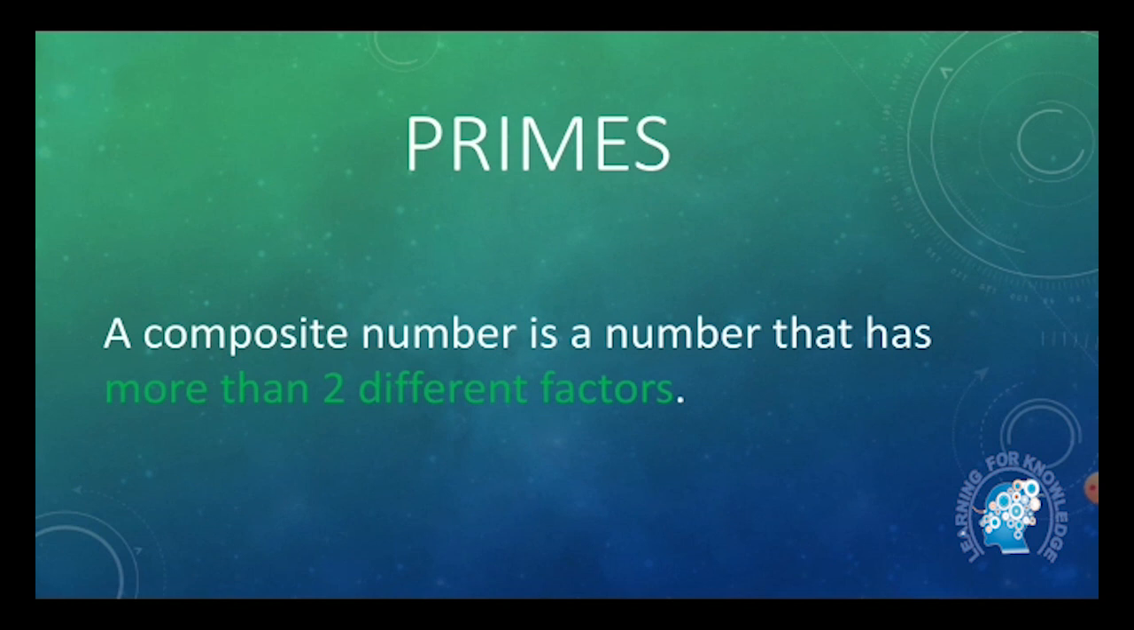Now, more examples of composite numbers are 15. 15 can be divided by 5 and 3. So both 3 and 5 are factors of 15. And 15 itself is a factor of itself, and so is 1. So 15 will be considered a composite number, and so will be 18, 12, 16 and so on.